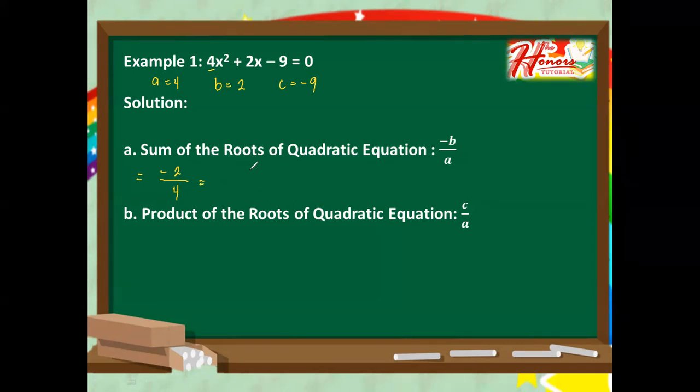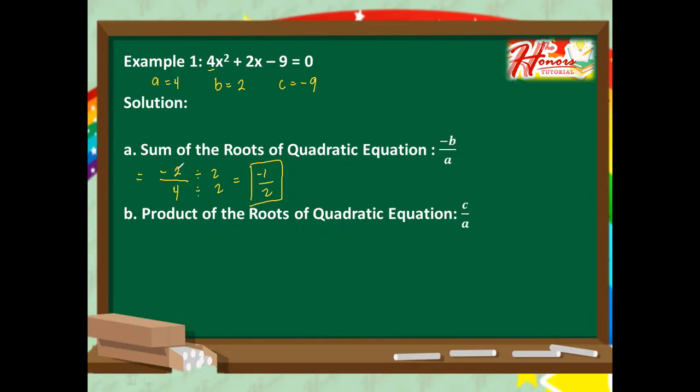As you can see here, there's still a number that can divide the numerator and denominator at the same time without remainder. So therefore, we are going to divide this by positive 2. So negative 2 divided by 2, that's negative 1. 4 divided by 2, that's 2. So therefore, the sum of the roots of quadratic equation is negative 1/2. Following the formula, which is negative b over a.